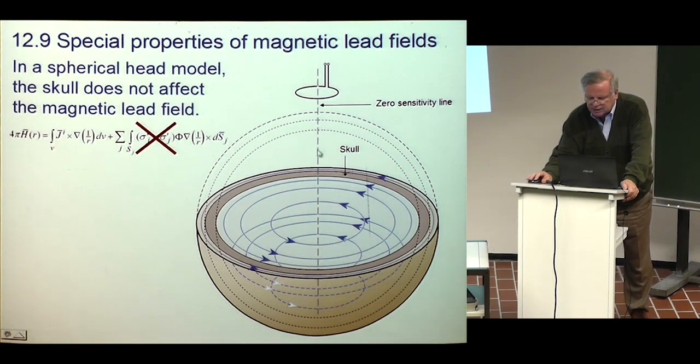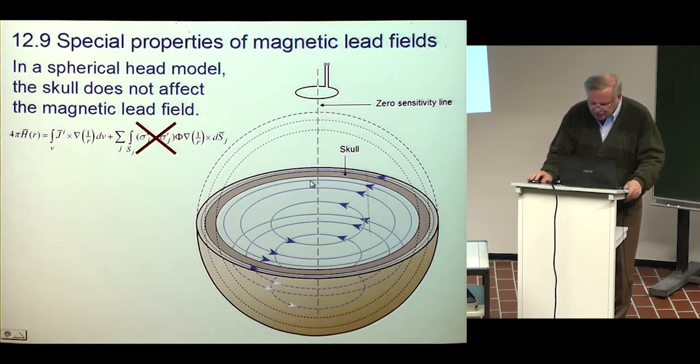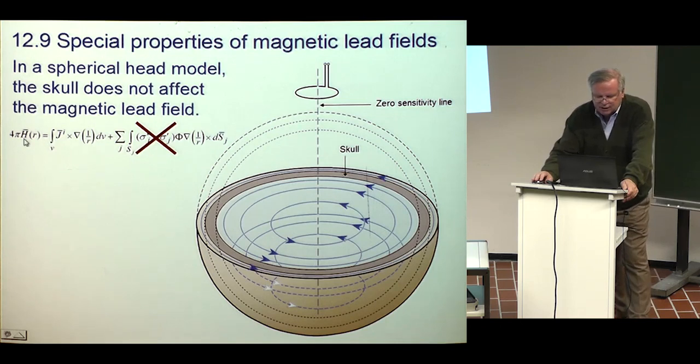The symmetric line, the zero sensitivity line, is symmetrical to the spherical model. The lead field of this detector flows everywhere tangentially. And the lead field current does not break or go through the boundary between the brain and the skull, and the skull and the scalp. Therefore, it does not matter what the resistivity of the skull is, if its magnetic permeability is the same as space. Which means, from the equation for the detected magnetic field, that this term disappears.